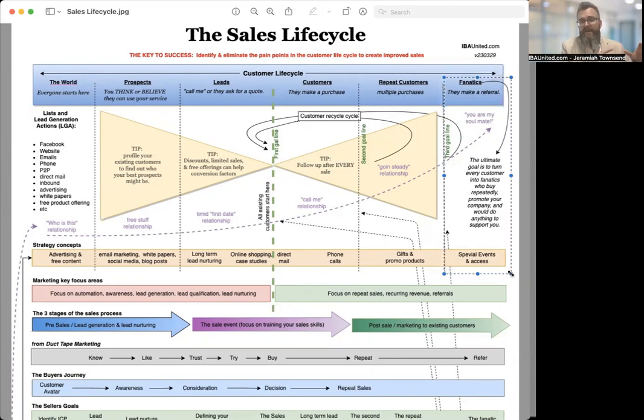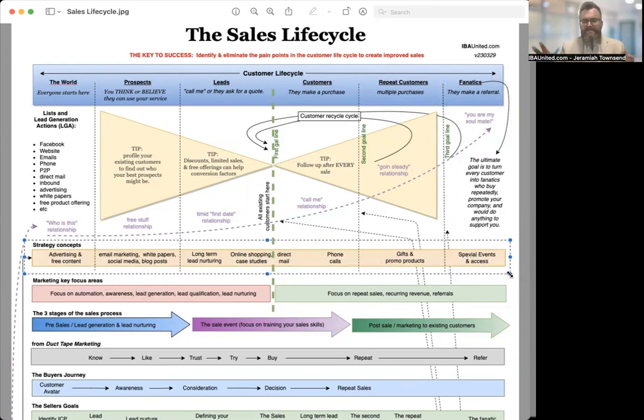Now, from the repeat customer phase to the fanatic stage, it's a cycle. It's cyclical, where you just keep on going. It's a customer recycling phase where the customers just keep going through that. And your job is to nurture and maintain that relationship. So let's really quick talk about strategies and concepts. I have them written down here in this first orange bar section down here.